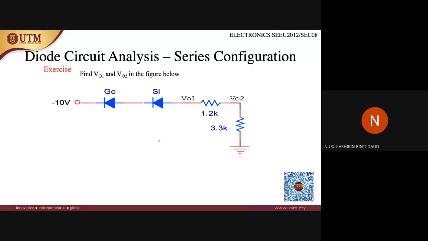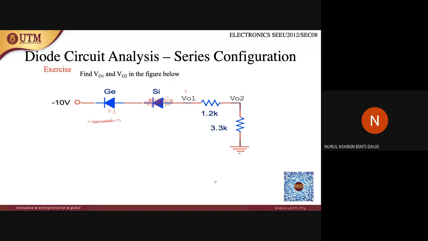Okay, for this question, sorry, it's my mistake. There is no silicon here, so it means that at VO1, this is 0.3, right? So minus 10 minus 0.3 at VO1 is 0. Oh, we can't find it yet. There's no silicon here first.